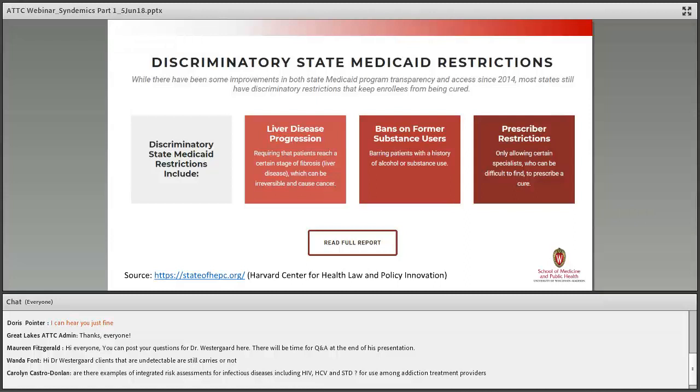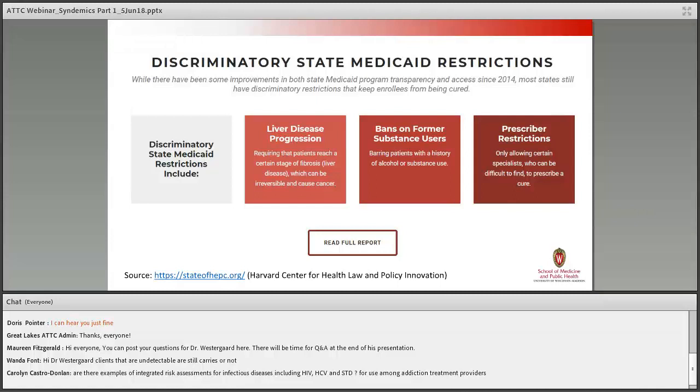There are three main restrictions that they've put in place. One is that they favored people who had advanced liver disease. This has been a moving target in most states. People had to have a biopsy showing significant fibrosis of the liver before they would be qualified to have treatment paid for. A second is that people who have active substance use disorder shouldn't be eligible, because, well, I think it's arguable what the rationale for that is.